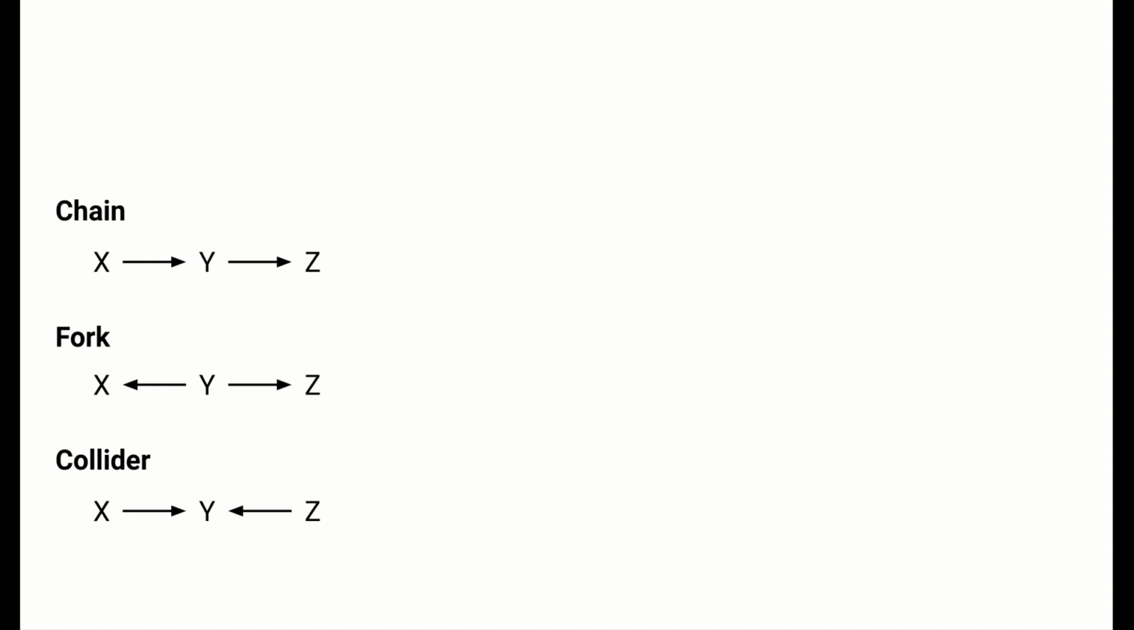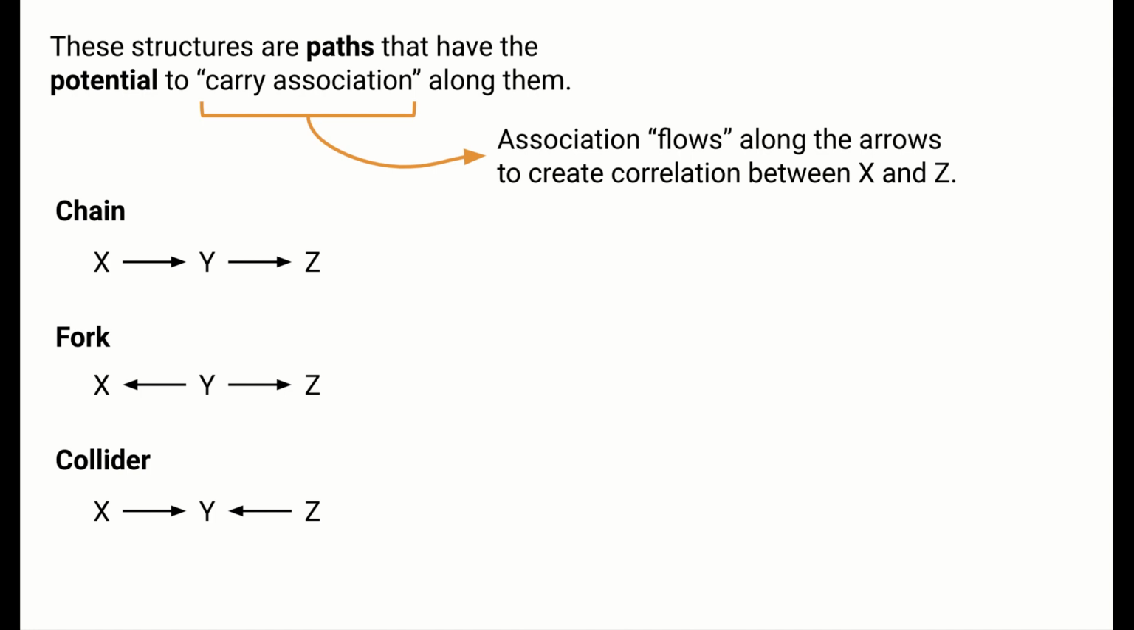Recall that there are three building block structures in causal DAGs that combine to make the entirety of any causal graph: chains, forks, and colliders. Previously, we talked about the independence and dependence relations in these structures. The key insight to take away from that discussion is that all three structures are paths from a start node to an end node, x to z, that have the potential to carry association along them from start to end. The phrase carry association means that there's potential for association to flow along the arrows to create dependence, association, correlation between x and z.